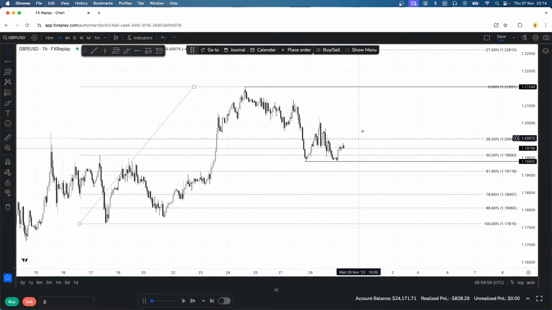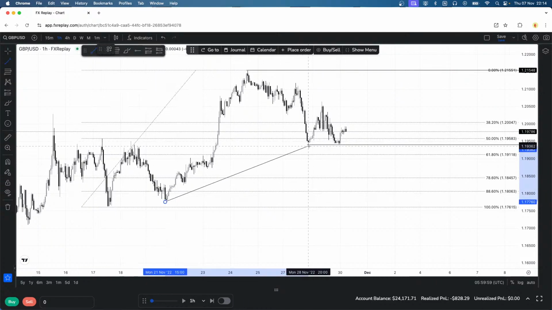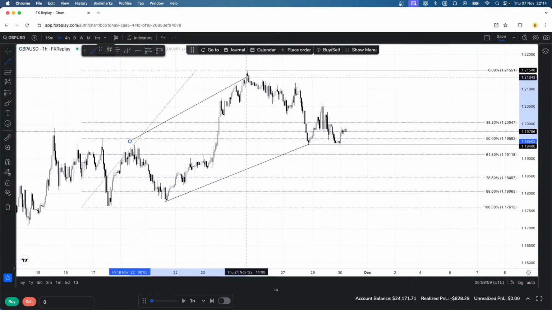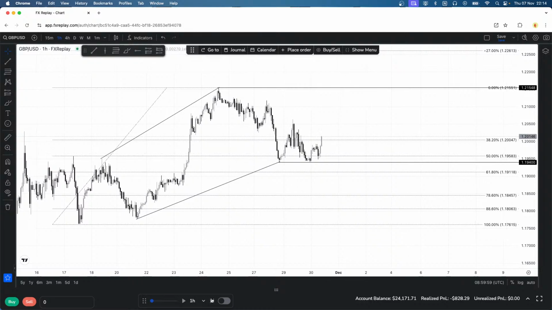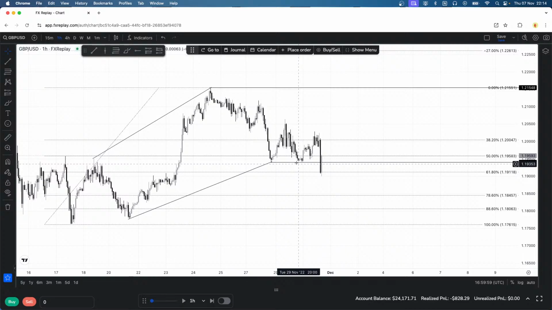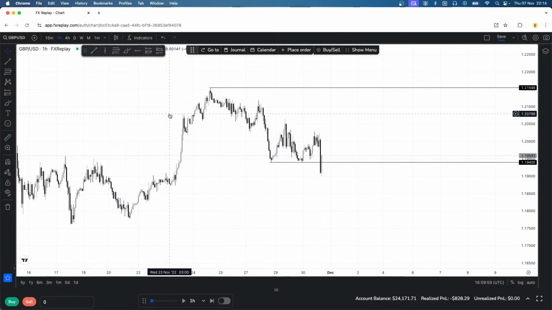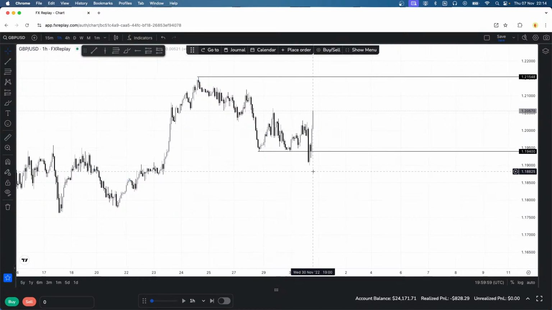So this looks like a pullback, right? I'm just not sure if it's a complete correction. There's also a possibility that this is a pattern. Right, so we might see more upside. So preferably, okay, perfectly broke the low. So now I'm interested in the sell because we've broken the low.